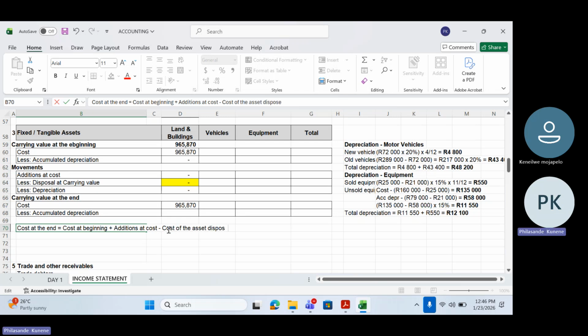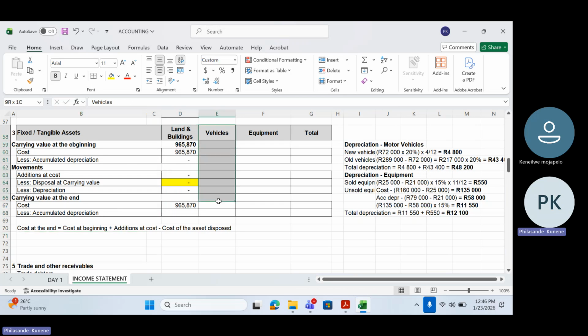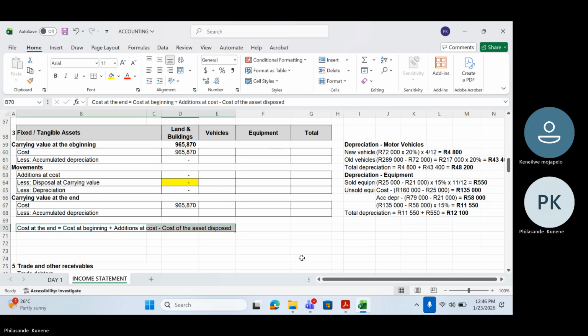Right? This formula applies to all of these: land and buildings, vehicles, equipment. You will see now, because under equipment we dealt with an equipment that was sold. I'm going to use this formula to calculate cost at the end. Are you following? Okay. So in this scenario, the cost at the end will remain 96587 because there was nothing else, of which the accumulated depreciation at the end.